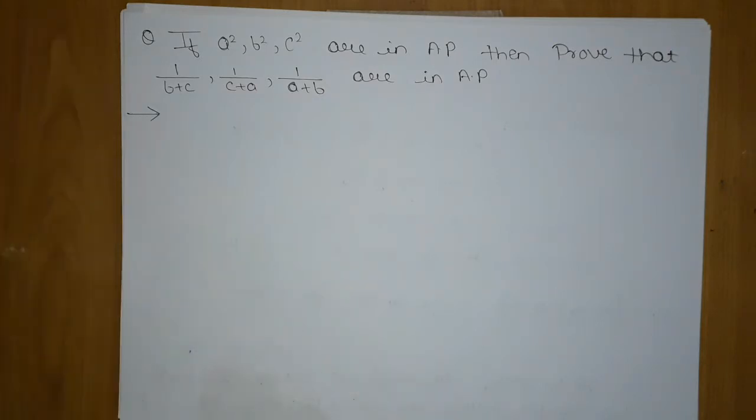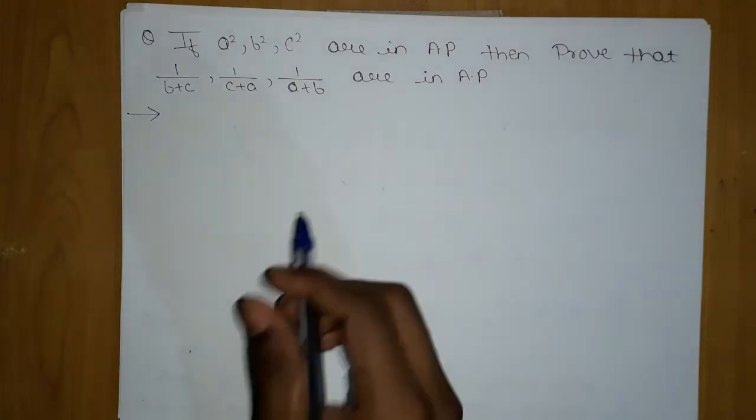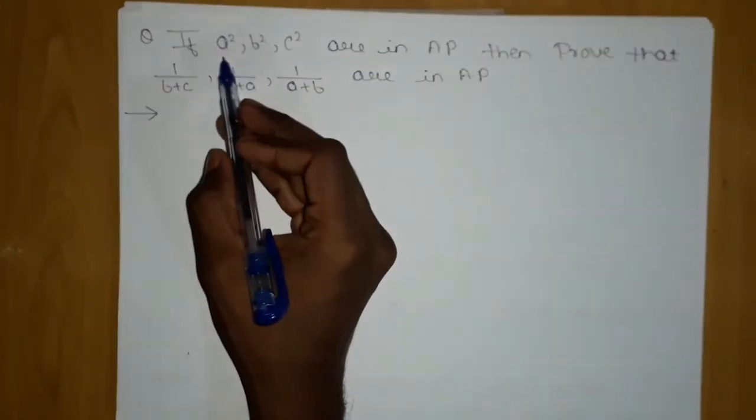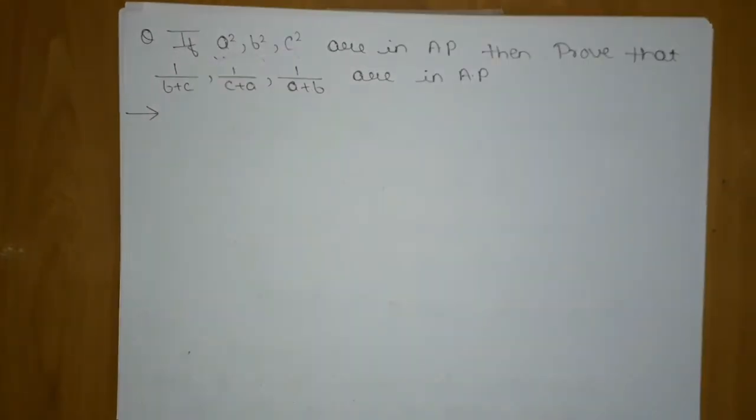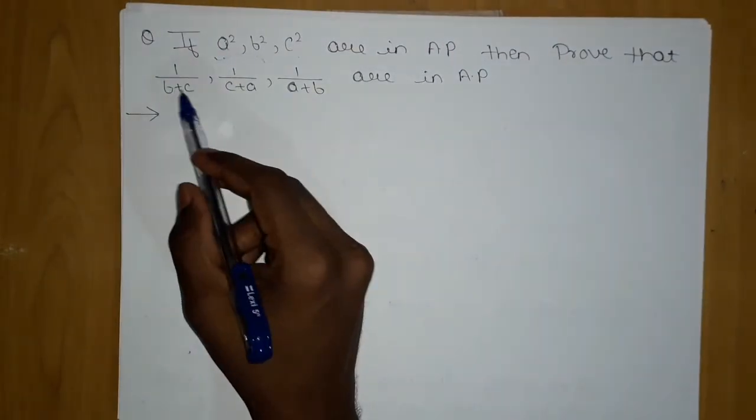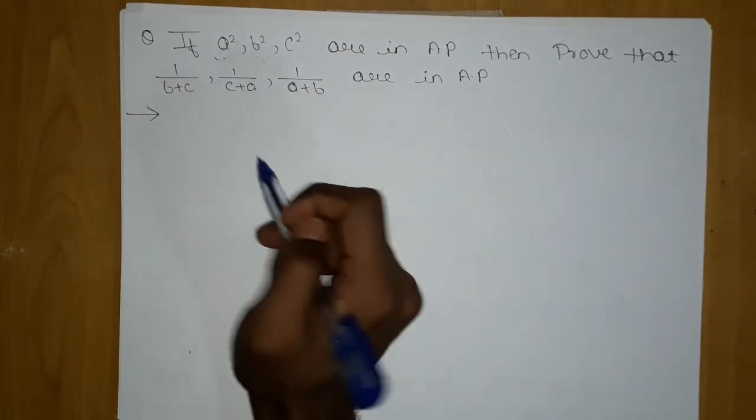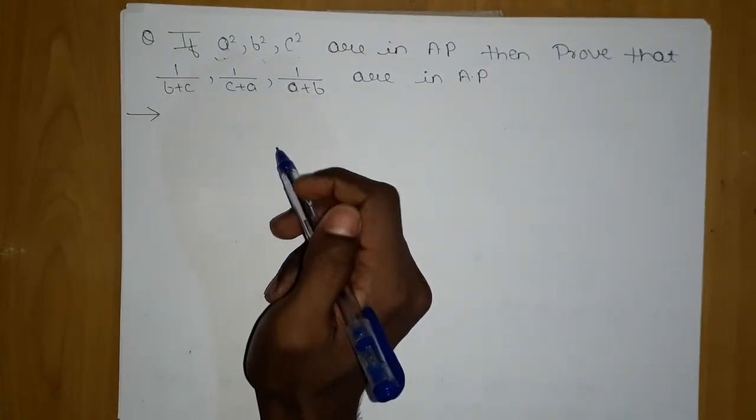Now a, b, c are in AP. If we have to prove this, we cannot directly proceed from this. You can understand why. So let's say that if they are in AP, then how can we proceed? We want to first remove this denominator, because it will just create a problem for us.